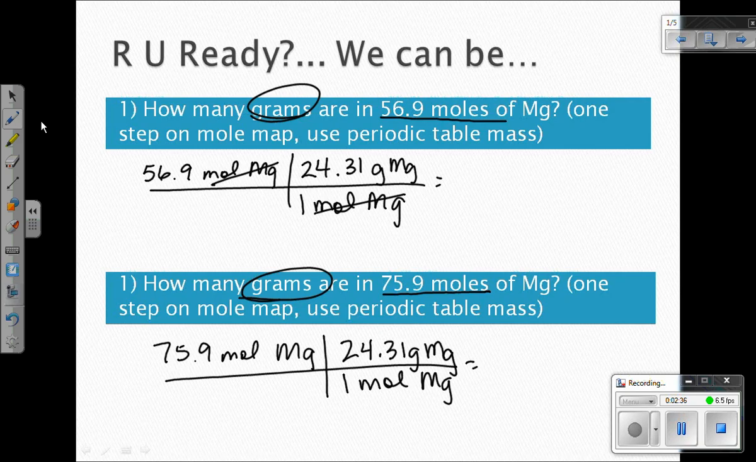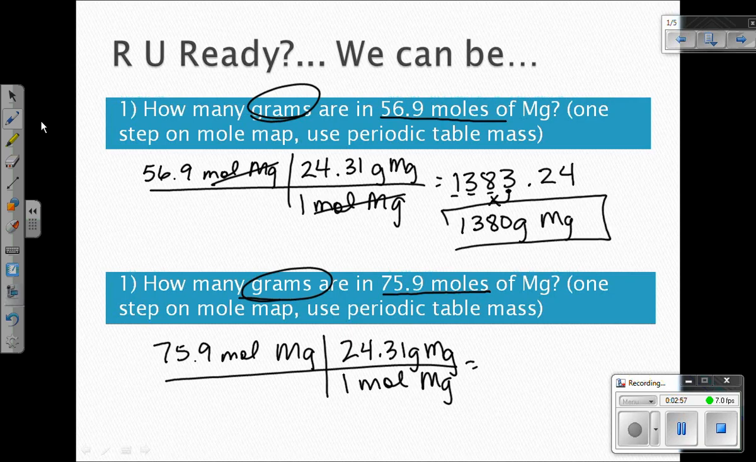So when we do this one up here, we actually get 1383.24, but you should round it to just 3. So we do 1, 2, 3. We look at this digit, and it does not round that up. So it's 1,380 grams of magnesium. That would be our answer.